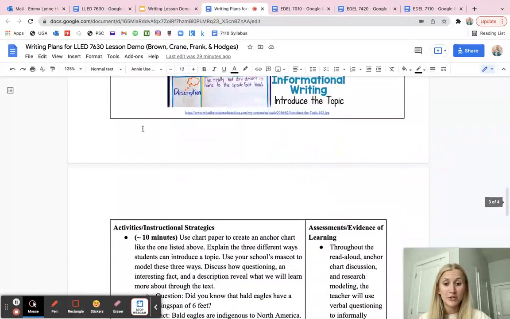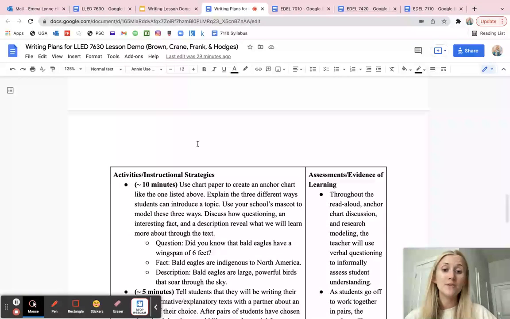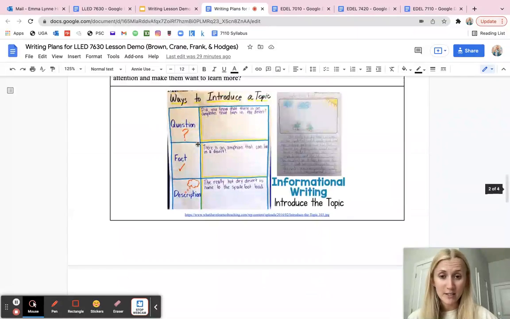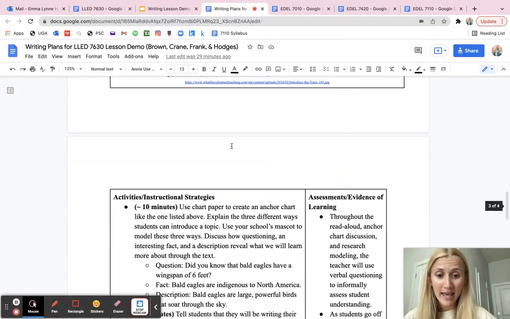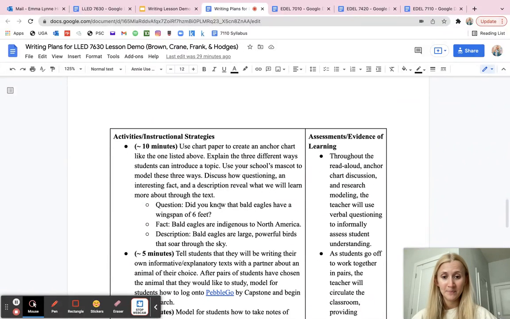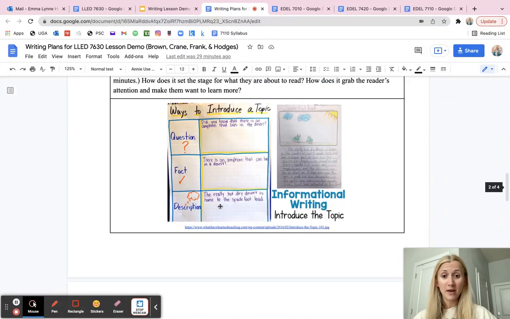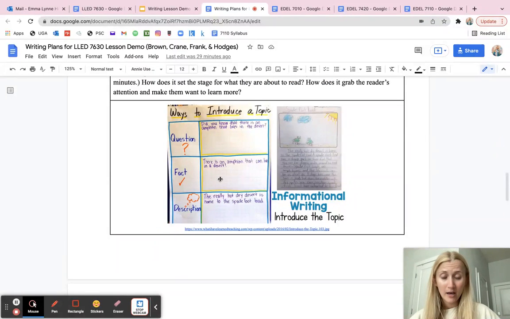And then we'll kind of move into our activities and instructional strategies. You would use a chart paper to create an anchor chart like this one listed above. And you would explain the three different ways that students can introduce a topic. You definitely want to model this explicitly for students. And those three methods are using a question, using just a straight fact, and then a description. Those are three really concrete and easy to understand ways that are a little bit varied as well to introduce a topic.